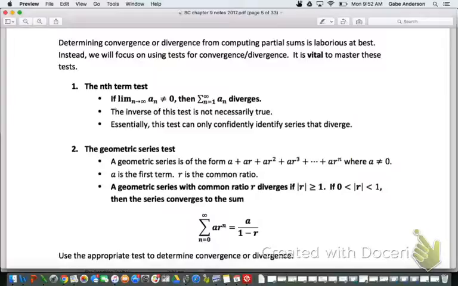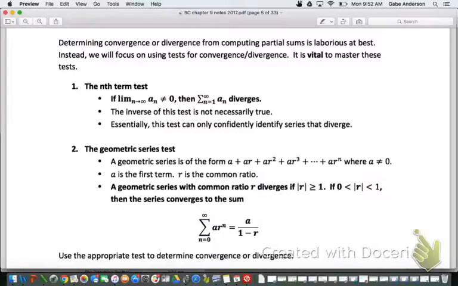I'm going to point out a couple of series as we go where partial sums would probably be a little deceptive. Like you'd think, yeah, it's going to do this when it really does something else. So instead of computing a bunch of partial sums and just adding things up, we're going to be a little more efficient. We're going to use some tests to determine convergence or divergence.